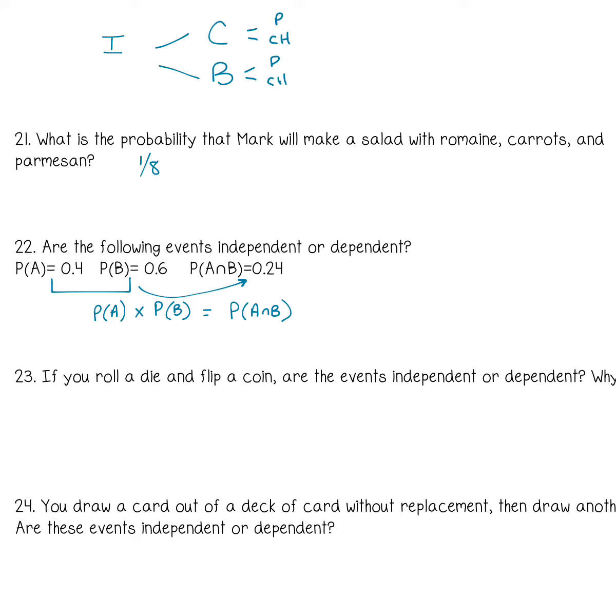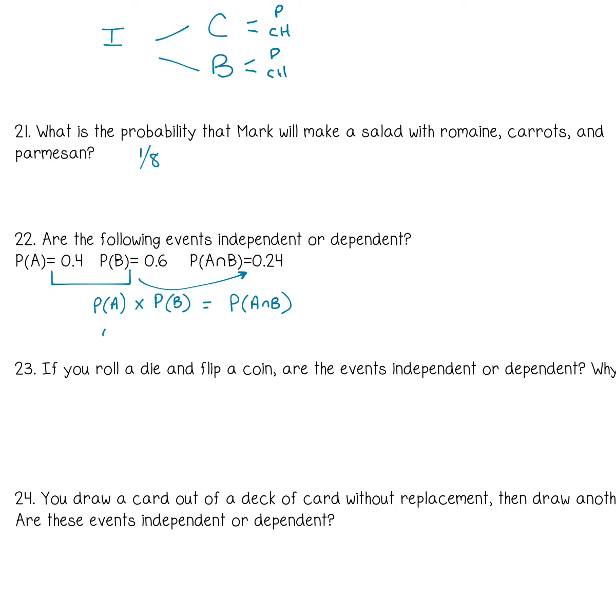So we go 0.4 times 0.6. Wow, Sean. Good job, buddy. Does that equal 0.24? And it does. So these are independent events.